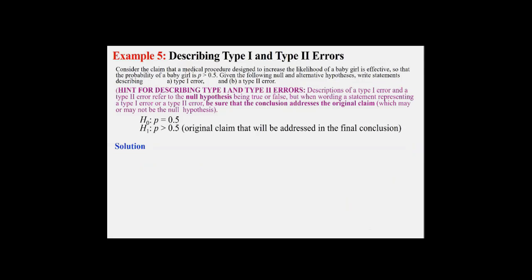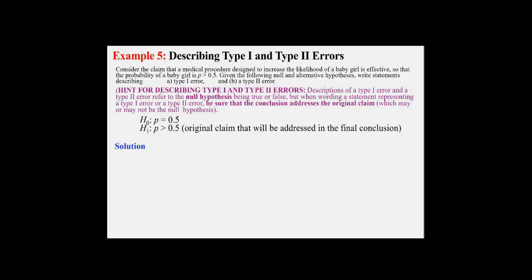Describing type 1 and type 2 error, example 5. Consider the claim that a medical procedure designed to increase the likelihood of a baby girl is effective, so that the probability of a baby girl is p greater than 0.5. Given the following null and alternative hypotheses, write statements describing A, a type 1 error, and B, a type 2 error.